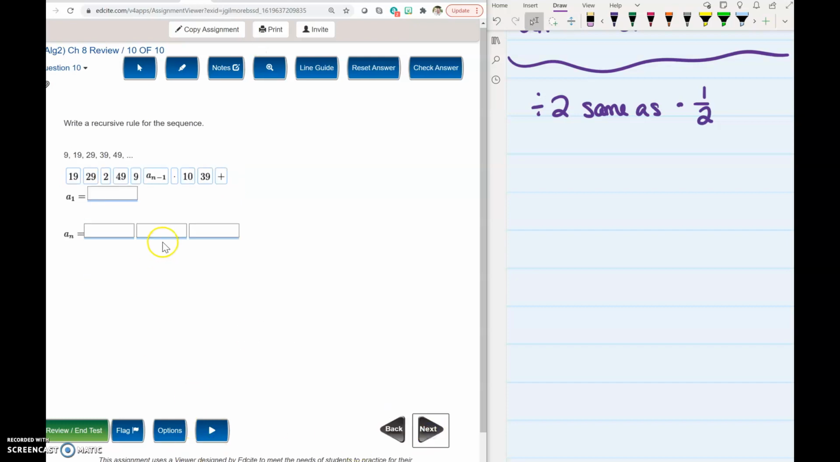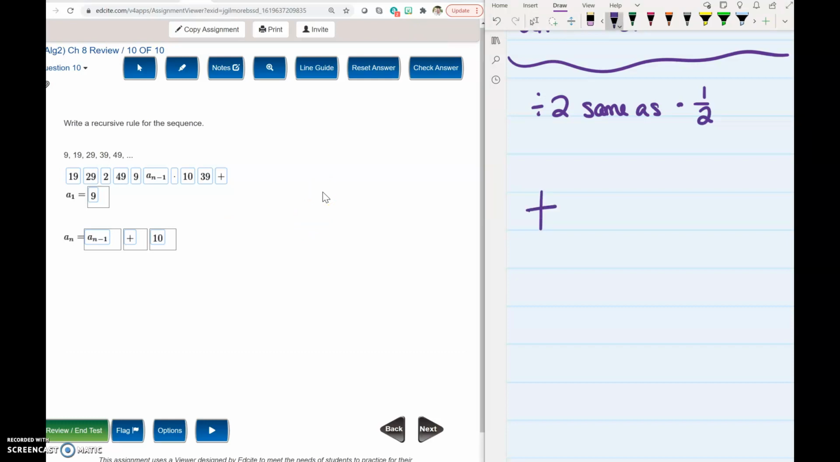Let's go to the next one. We definitely know our first term is 9, so I can at least get that part correct. It looks like we're adding 10 each time. When we're adding 10, you can put plus 10 after that symbol that means previous term. So if you're adding, you can do previous term plus.